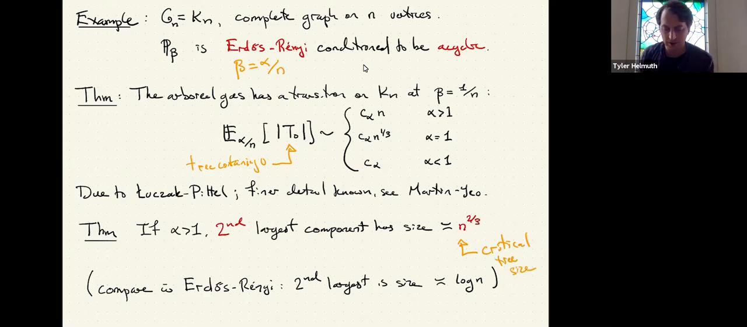So n^(2/3) gives you the expectation n^(1/3) because of the 1 over n when you take the expected size. And you should compare this to the Erdős-Rényi random graph, where the second largest component has size log n, which is the subcritical size. Okay, so there's something that's very different happening here, which is that once you go above criticality, you see one giant tree, but then you see many fairly large trees as well.